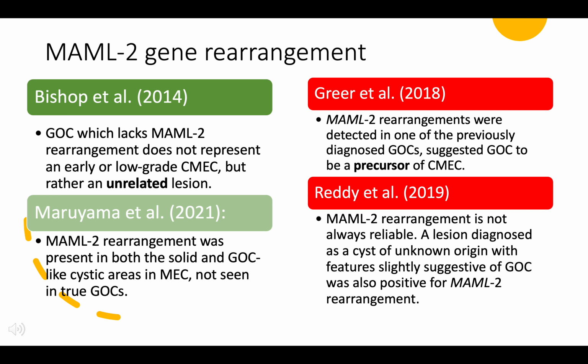MAML2 gene rearrangement has been proven to be related to mucoepidermoid carcinoma, and a true GOC would not show this rearrangement. However, some studies show MAML2 rearrangement was detected in one of the GOC cases, suggesting GOC to be a precursor of central mucoepidermoid carcinoma. And another study reported that MAML2 is not always reliable to differentiate central mucoepidermoid carcinoma from GOC, as a lesion diagnosed as a cyst of unknown origin, with features slightly suggestive of GOC, was also positive for MAML2 rearrangement.